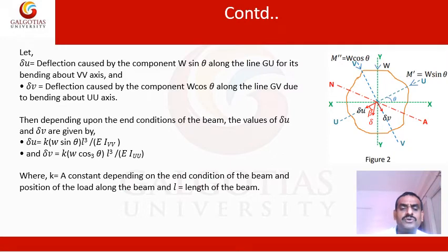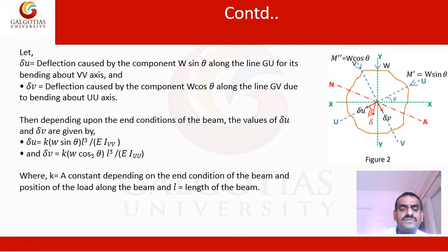del U equal to K into W sin theta L cube divided by E I_VV, and del V equal to K into W cos theta into L cube divided by E into I_UU. Here K is a constant depending upon the end condition of the beam, W is the load acting on the YY axis, and theta is the angle of inclination of principal axis UU with respect to the XX axis, where L is the length of the beam, E is the Young's modulus of the material of the beam, I_VV is the moment of inertia of the cross section of the beam with respect to principal axis VV, and I_UU is the moment of inertia of the cross section of the beam with respect to the UU principal axis.